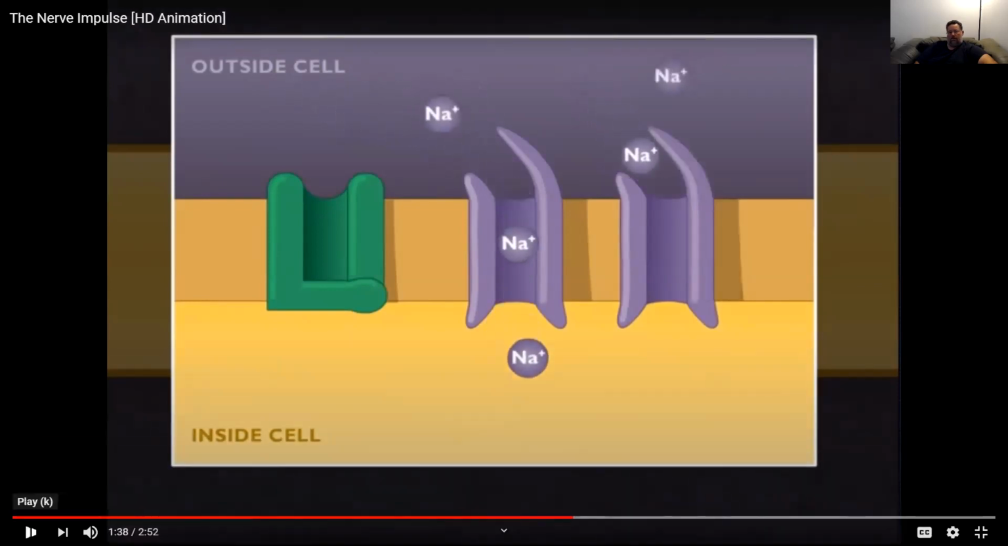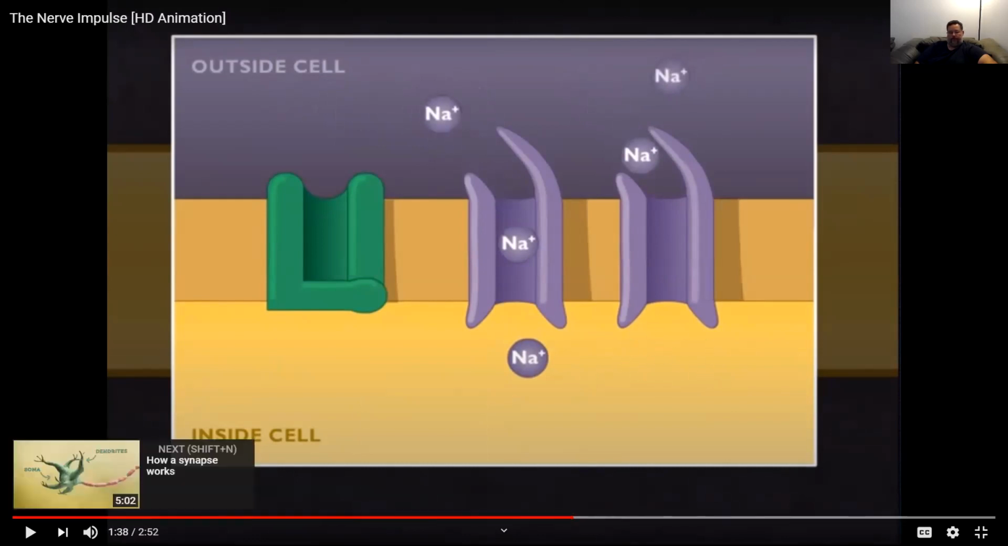with the local region. So you can see how the next sodium channel opens because of this depolarization and this sodium channel making this region more positive.